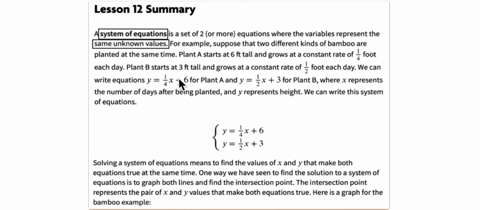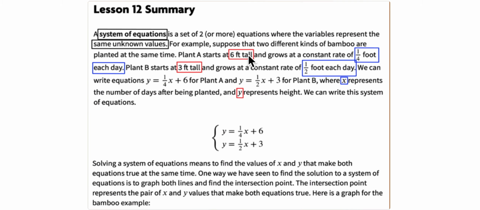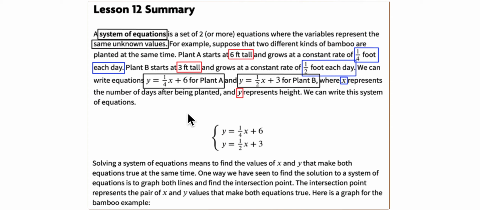So in this example that we're going to use, we have x represents the number of days and y represents the height. So the units for x are days and the units for y are height. And in this case, we have two plants. One plant starts out at 3 feet tall. The other plant starts out at 6 feet tall. And those plants grow at different rates. One plant grows at 1/4 of a foot each day, and the other plant grows at 1/2 of a foot each day. And here are the two equations for this system.